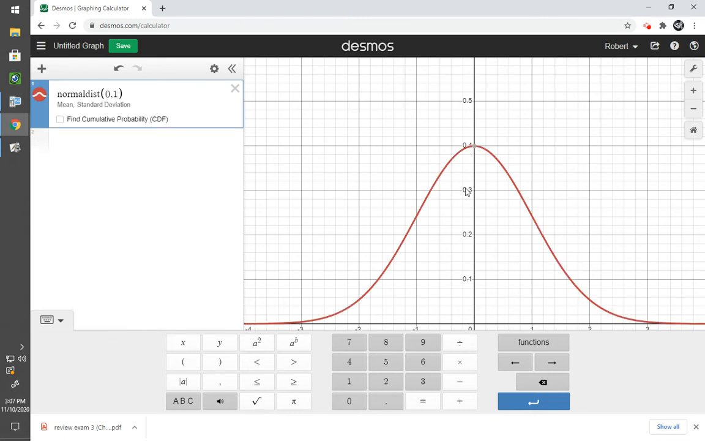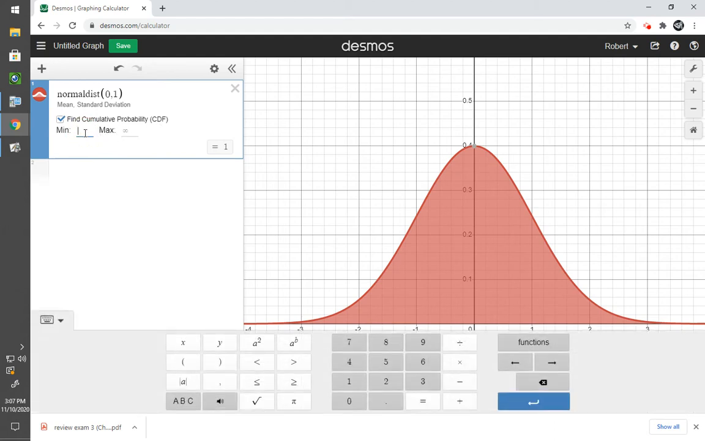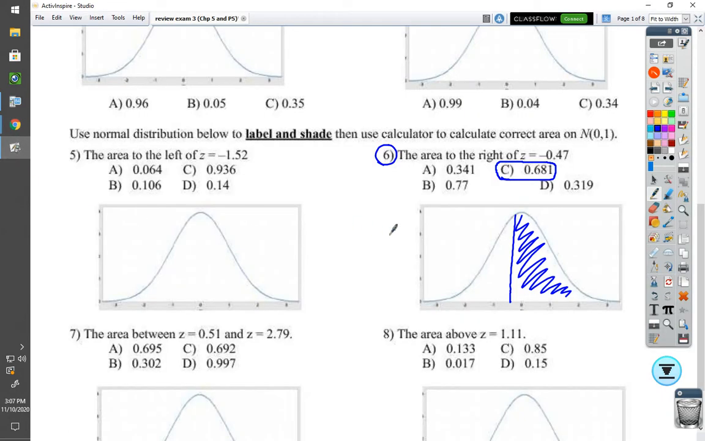That's my normal distribution. I want to find CDF, probability. Remember that my lower number here is going to be negative 0.47. And you can see that the area pops up right here in the shaded area at 0.681, which is exactly the same as what we had here. I prefer Desmos, but at the same time, I understand if you already have a calculator, it works just great.